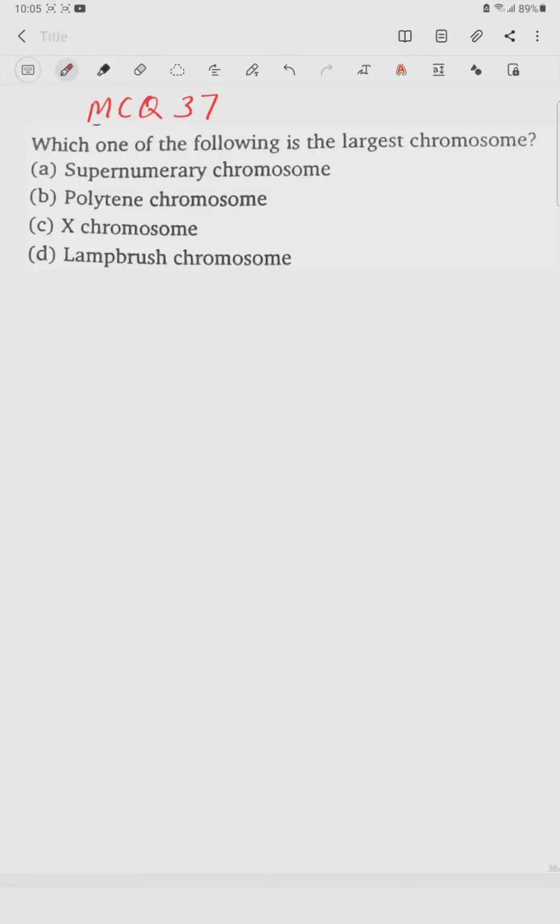Today, MCQ question 37 is present on your screen. Which one of the following is the largest chromosome? Option A, supernumerary chromosome. Option B, polytene chromosome. Option C, X chromosome. And option D, Lamb-Brush chromosome.